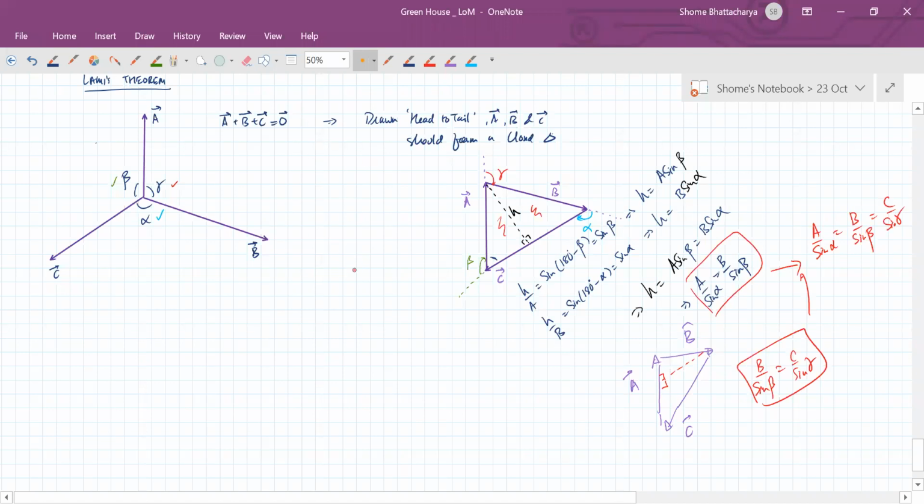Okay, so that is the proof of Lami's theorem. In other words, you can see that it is just pure geometry of vectors, nothing else. But as you can see, it's very, very useful.